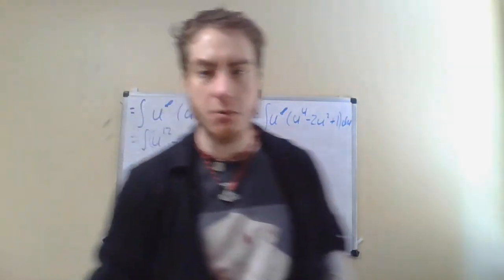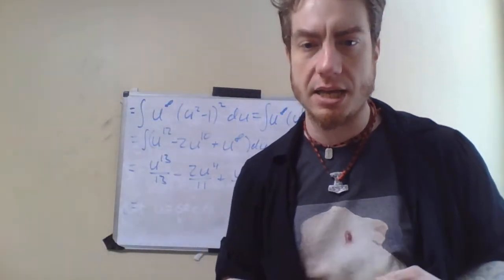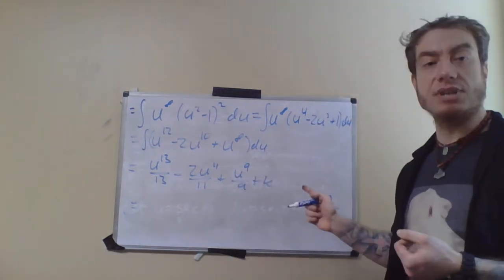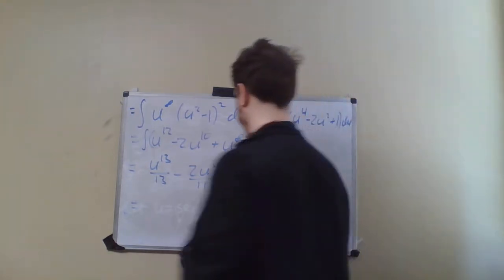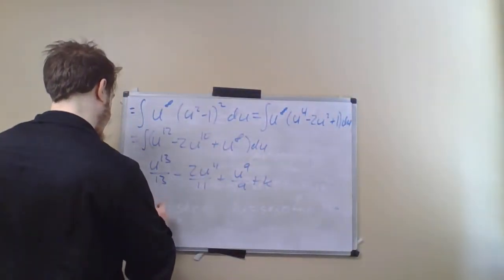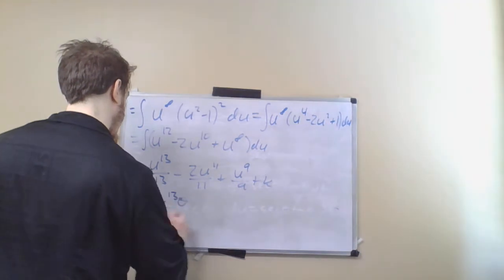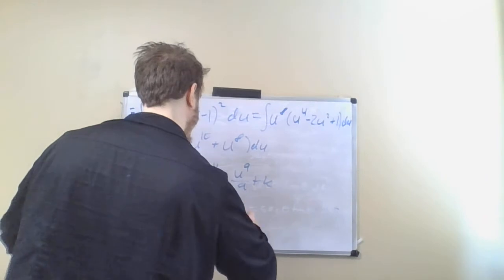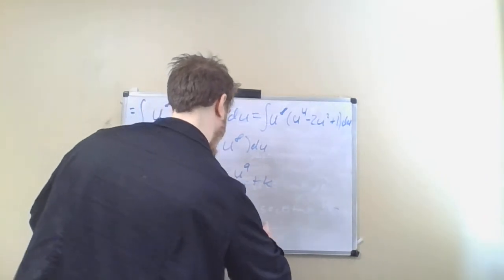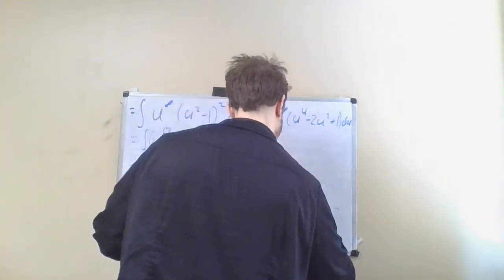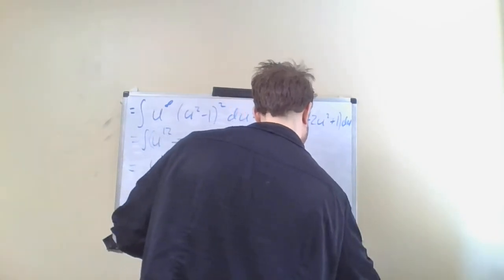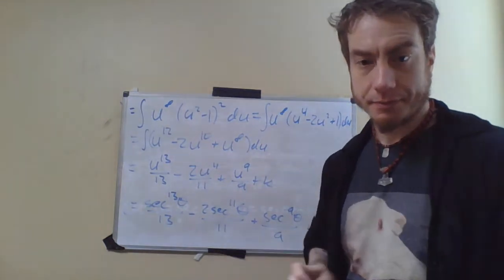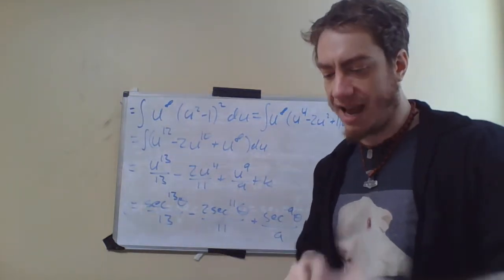And then I just have to rewrite this thing in terms of my secants, right? So I need to take u's and replace them with secant theta. So this is going to become secant to the 13th theta over 13 minus 2 secant to the 11 theta over 11 plus secant to the 9 theta over 9 plus a constant of integration. So there we go. We've got that one worked out.